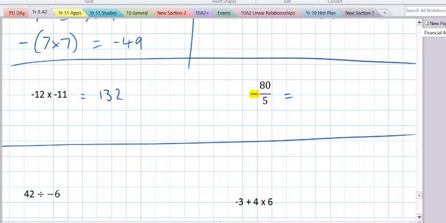And Demir? Negative 16. Wait, what? Oh, I just had an answer. Oh, right. Negative 16. Good. Wait, how did you know? 80 divided by 5. Easy. And the negative comes with it, yeah. So you can think about it as minus 80 divided by 5.